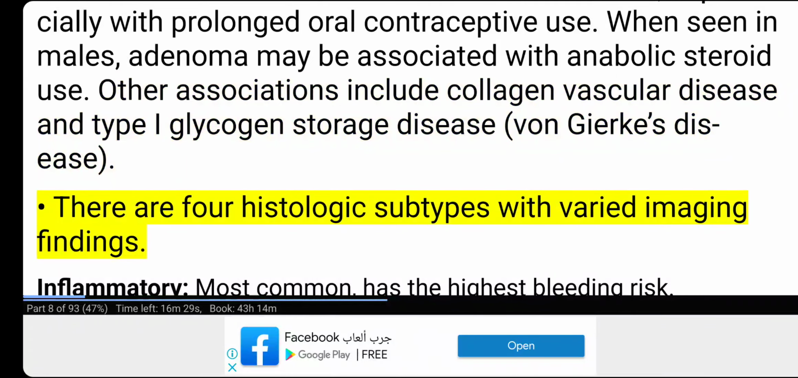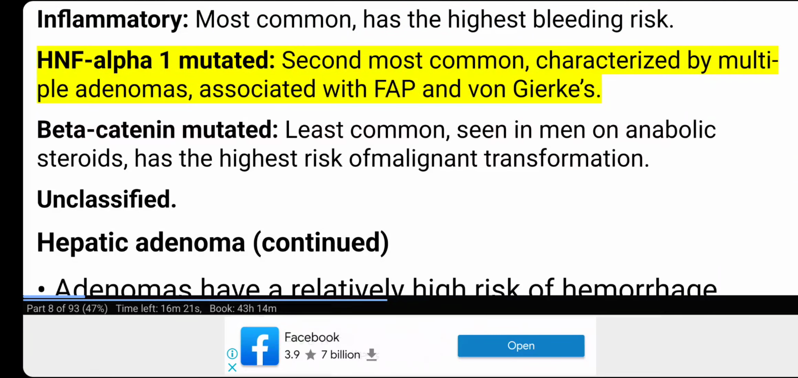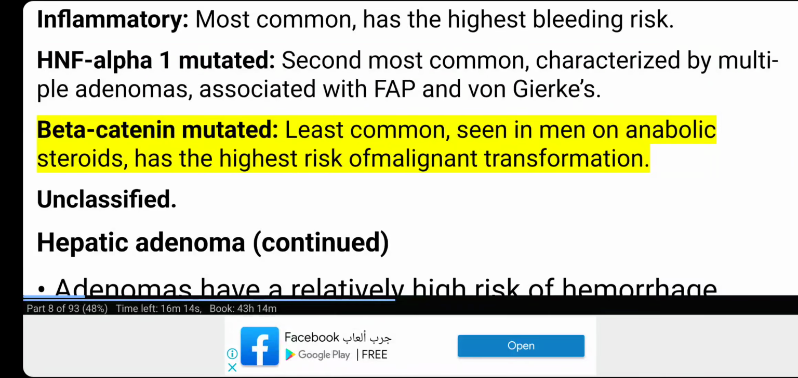There are 4 histologic subtypes with varied imaging findings. Inflammatory: most common, has the highest bleeding risk. HNF-1 alpha mutated: second most common, characterized by multiple adenoma, associated with FAP and von Gierke's. Beta-catenin mutated: least common, seen in men on anabolic steroids, has the highest risk of malignant transformation.